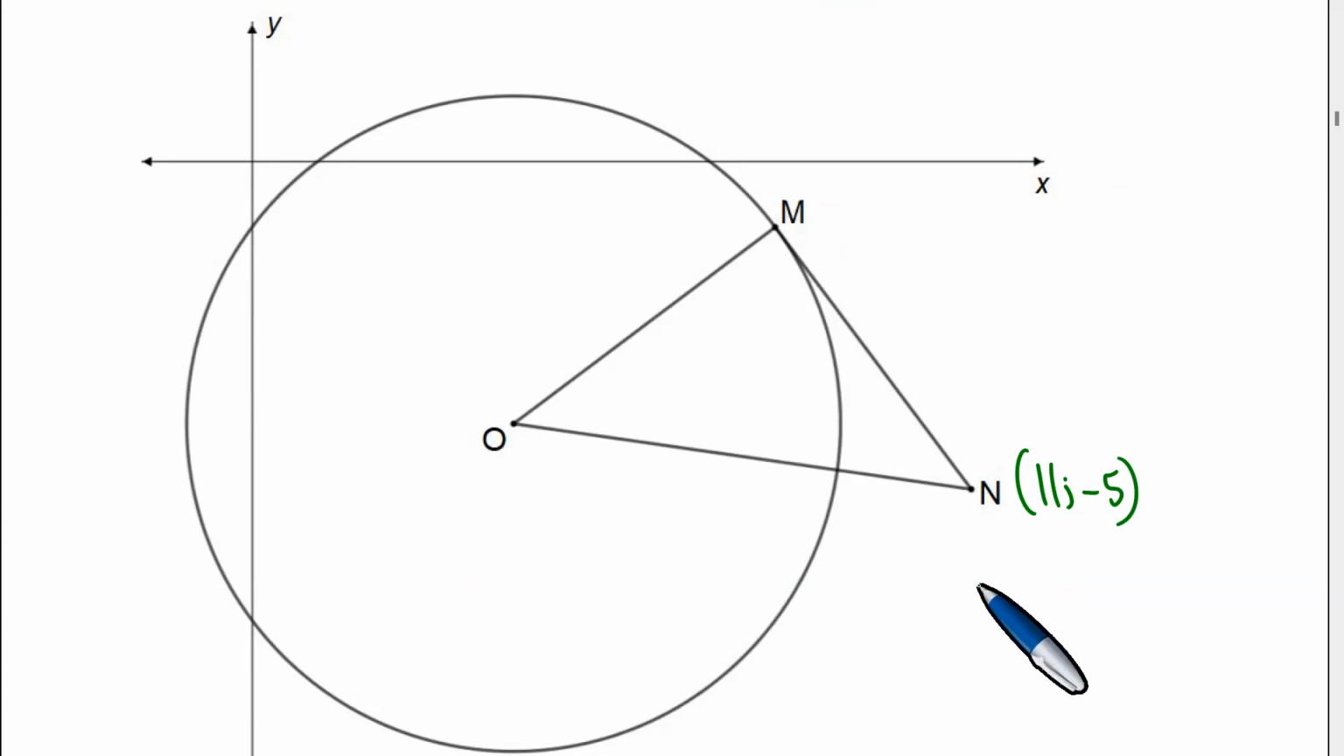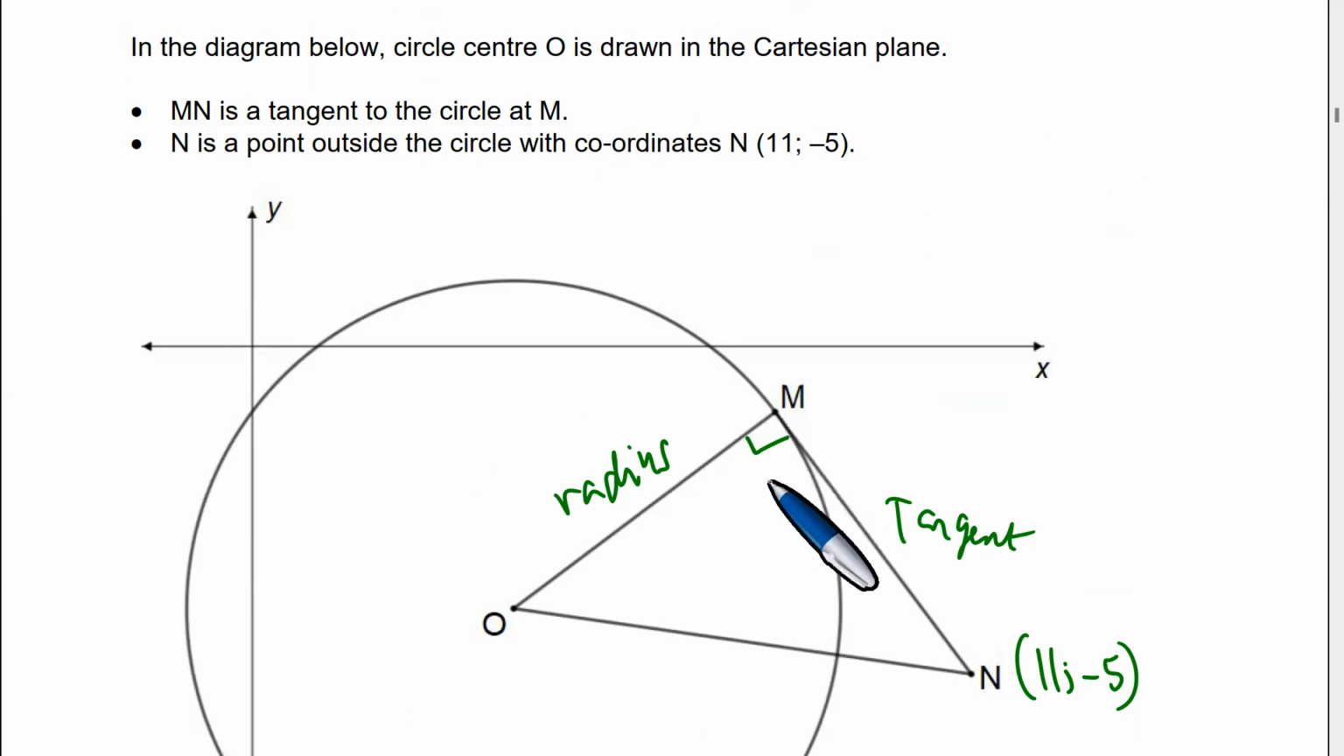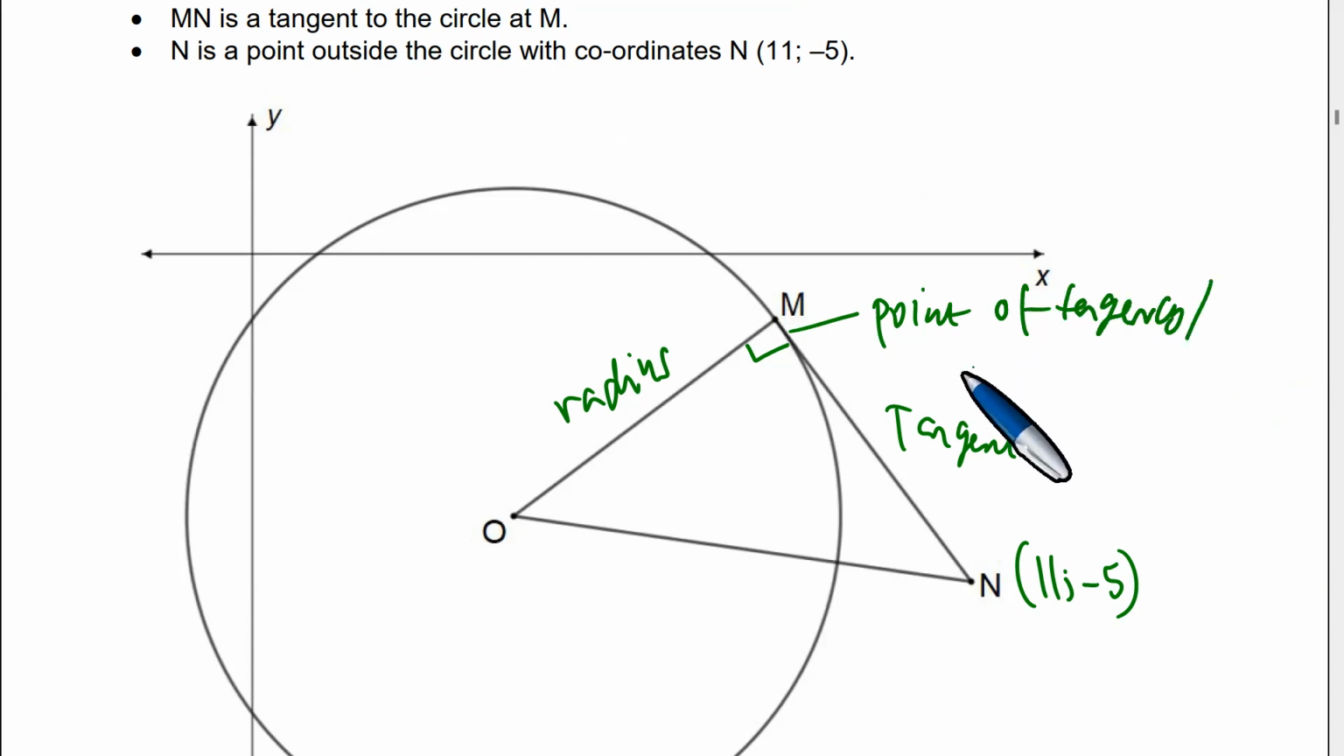Obviously we have that here. MN is a tangent. So if you have a tangent, and O is the center, then this is a radius. A tangent is always perpendicular to a radius at the point of tangency. So this is the point of tangency, or the point of contact.